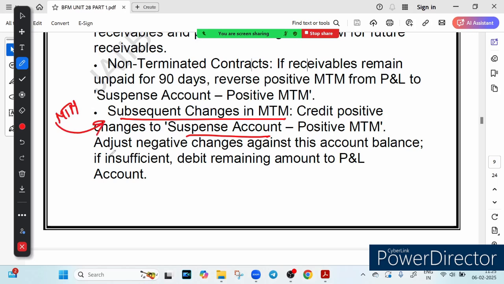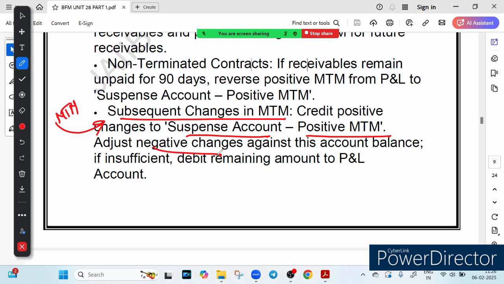Now the question is, what will happen if the market changes again? Well, if there is a positive change, we will credit it to the same account, that is suspense account, positive MTM. Is it clear? If there is a positive change, it will go to the suspense account, positive MTM, right? Sounds easy, right? But what if the change is negative? Suppose the MTM decreases. What is the meaning of positive MTM? It means the market value increases, then it will be in the same account. But if there is a negative change, suppose the market value of your contract drops, we need to adjust it.